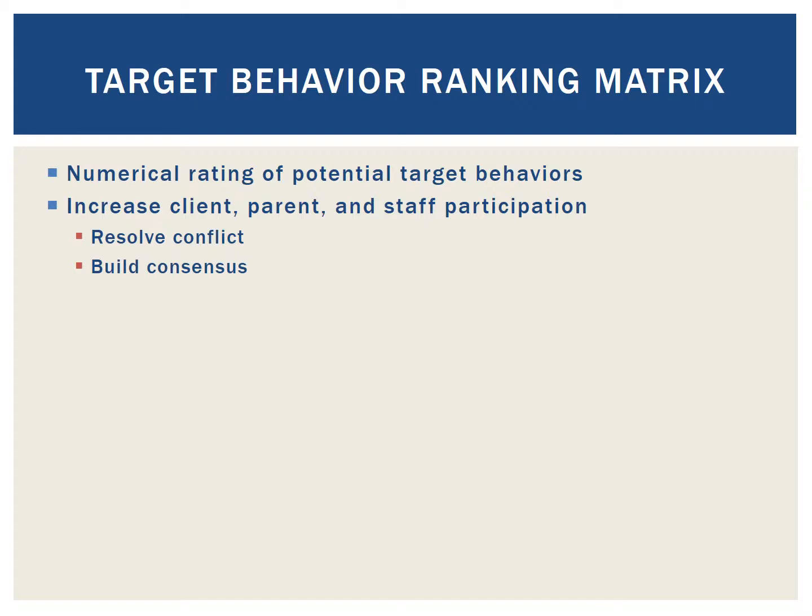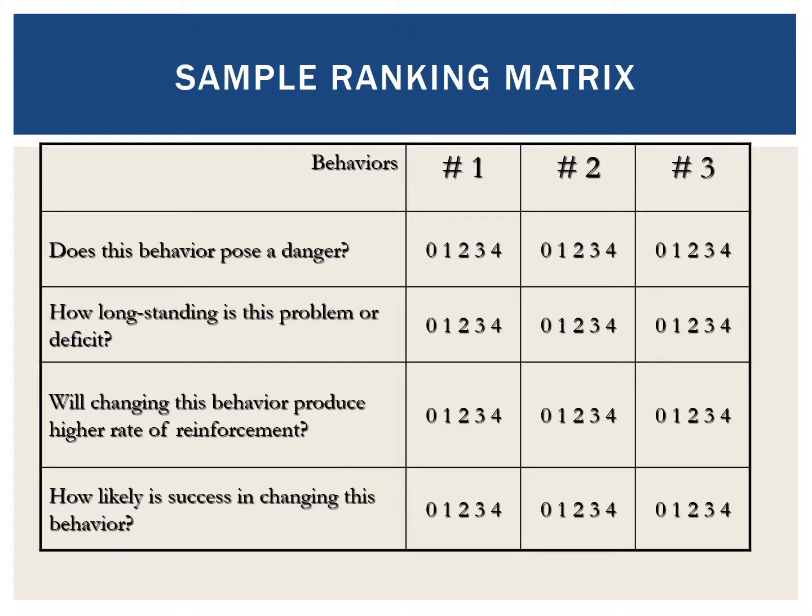So you can use a tool or a matrix and have different individuals rate behaviors based on a number of criteria, and then use that as information to prioritize target behaviors. So an example would be something like this. Let's say we have three individuals doing the ratings, and for each behavior we consider four different questions. The first question was, does this behavior pose a danger? That could be a danger to that person or to someone else. And you could independently have people rate on a scale of 0 to 4, with 0 being no danger at all and 4 being an imminent and immediate danger.